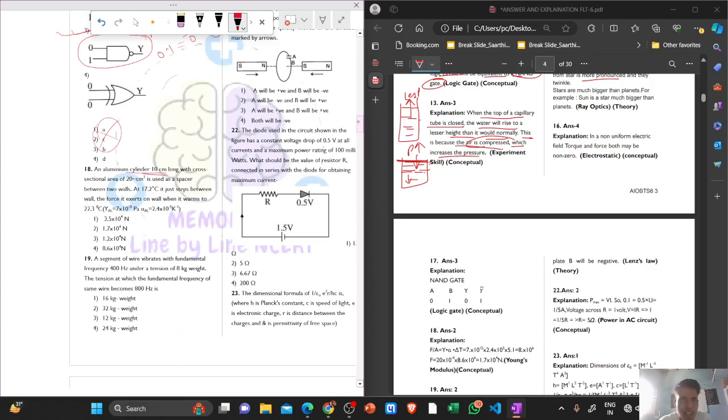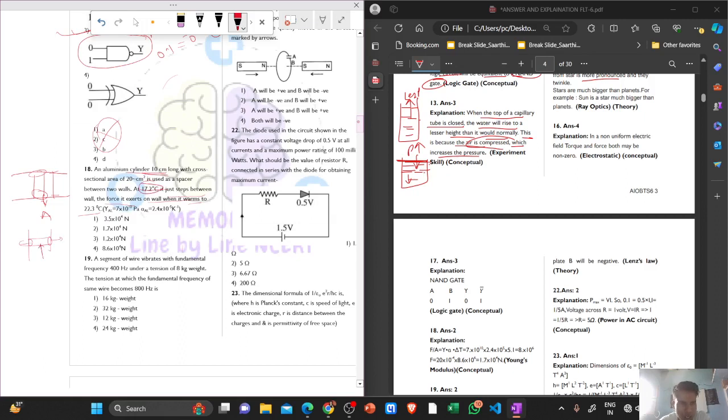An aluminum cylinder is some centimeters long. You have been given an aluminum cylinder, the length and the area of cross-section are given, and it is used as a spacer between two walls. At this temperature in degrees Celsius, it just fits between the walls, and exerts force against the wall when it warms. Let's suppose that it just touches the wall at this temperature. When the temperature increases, it starts pressing the wall.